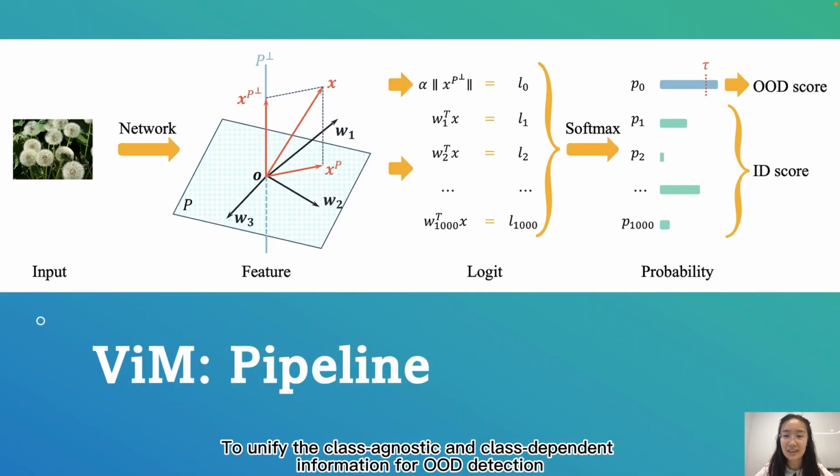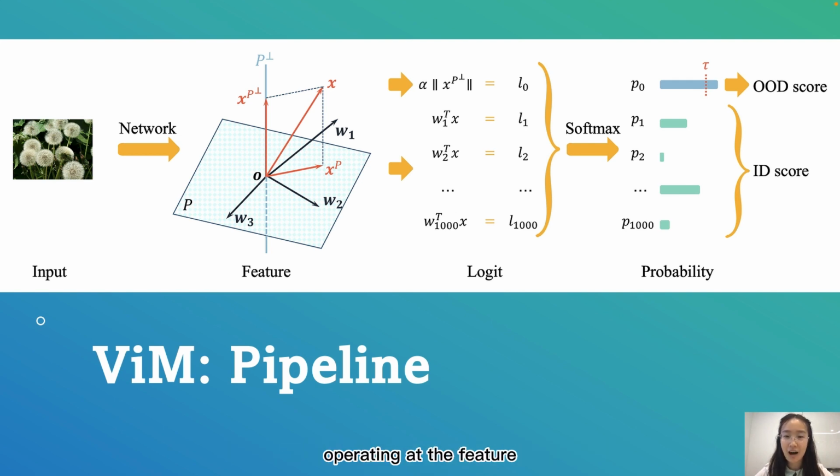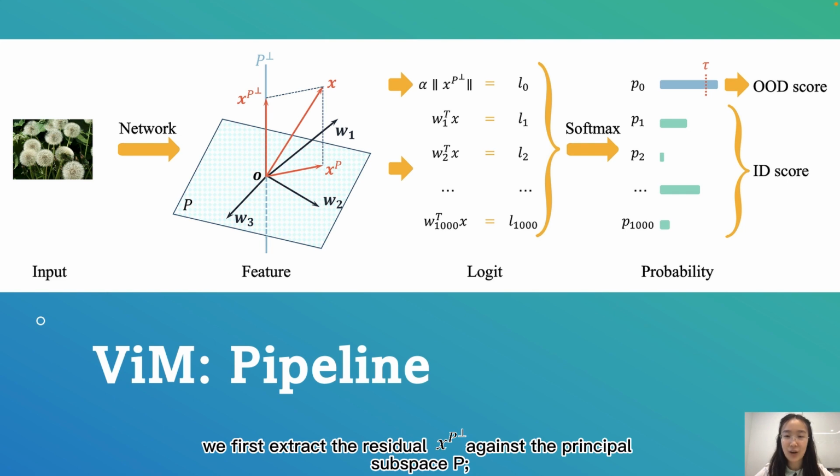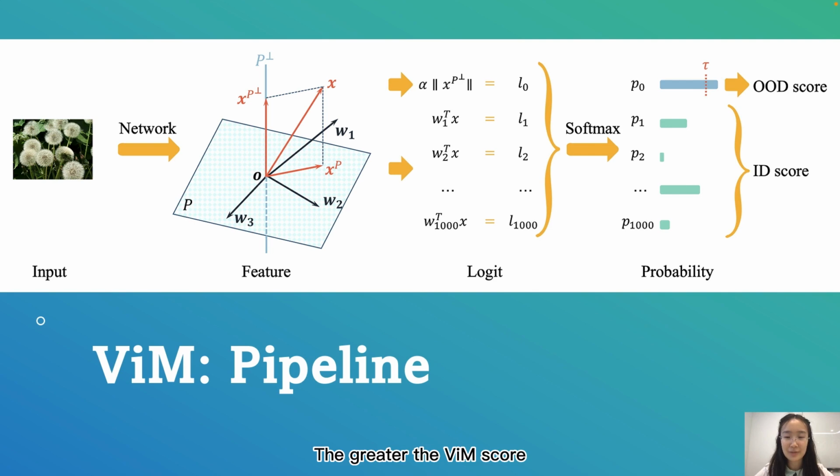To unify the class-agnostic and class-dependent information for OOD detection, we propose an OOD score named the Virtual-logit Matching. The pipeline includes 3 steps, operating at the feature, logit, and probability respectively. For input feature X, we first extract the residual XP_perp against the principal subspace P. Then we convert the norm of XP_perp to a virtual logit by rescaling. Finally, we output the softmax probability of the virtual logit as the ViM score. The greater the ViM score, the more likely the sample is an OOD.